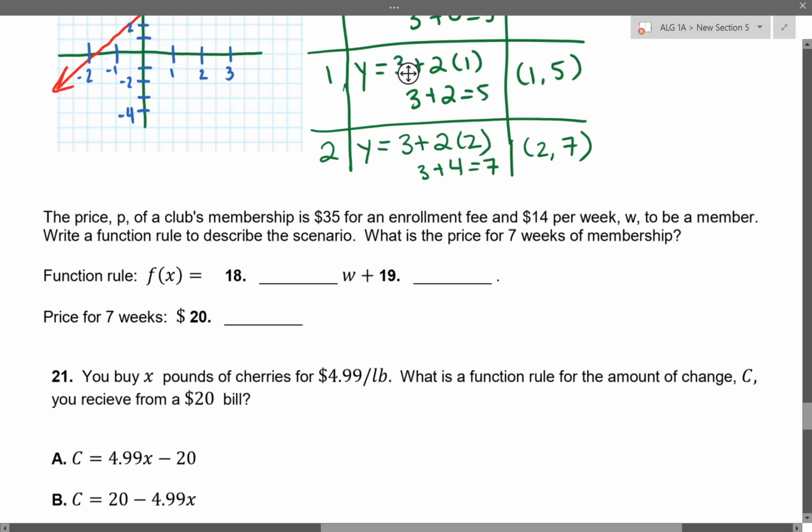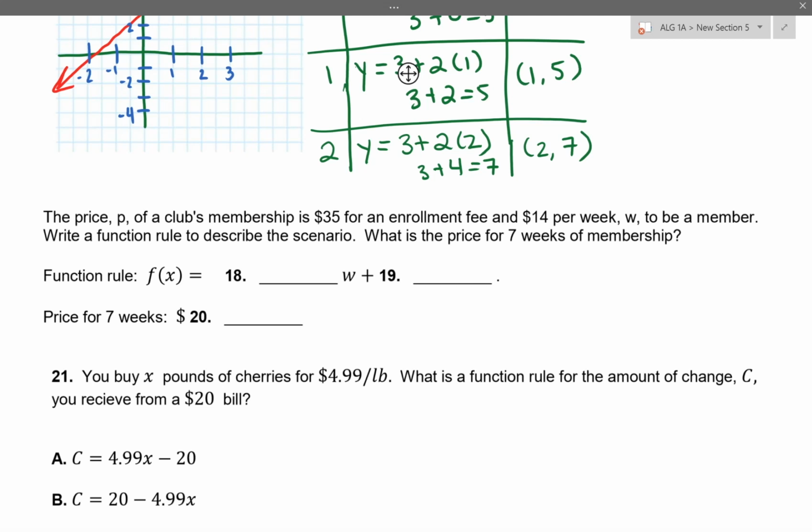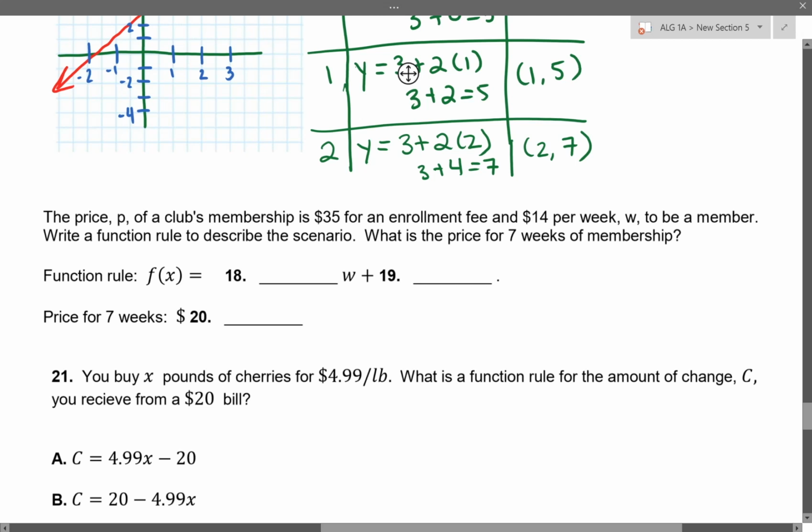So first thing, let's create our function. So there is a membership fee just to enroll. What is that? Well, that's a $35 fee. No matter what, you're going to have to pay $35. And then it's $14 per week, and W stands for the week. So which one should be attached to the W, the 14 or the 35? Well, that one's easy, the 14. The 35 should be by itself.